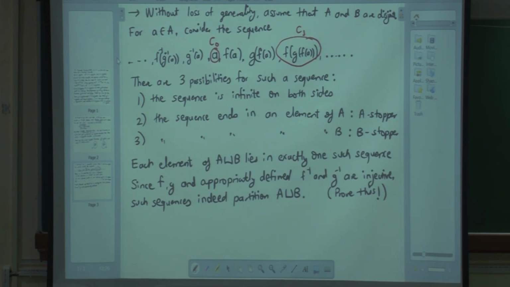Now that it is a partition, the next defined function is actually well defined. Yeah, this is a function. Define h from A to B as little a maps to G inverse A if A is in a B stopper sequence, and FA otherwise.